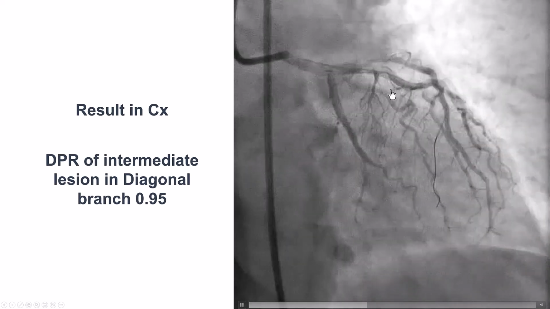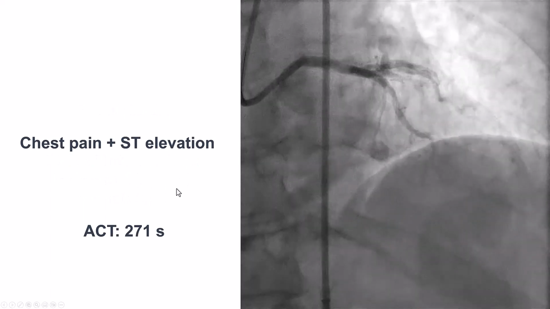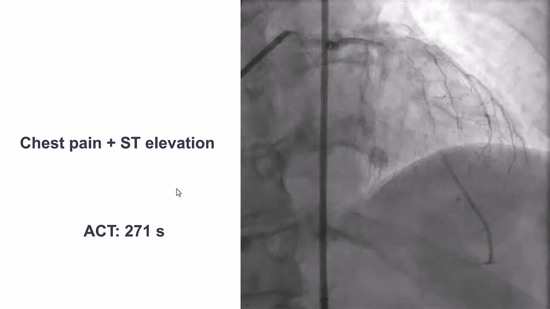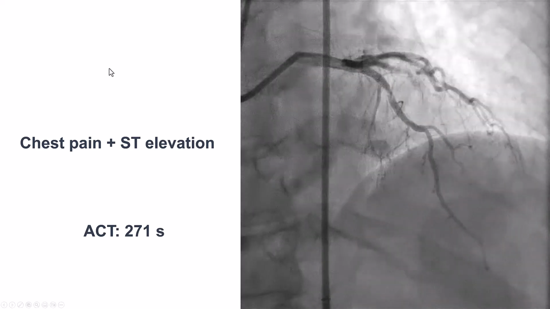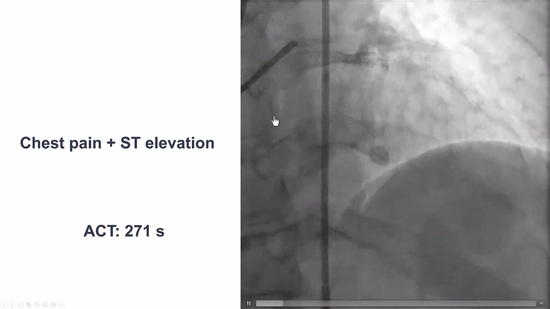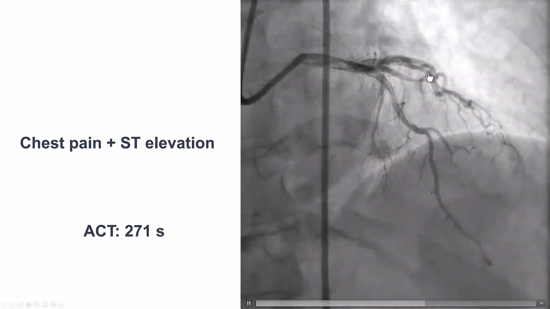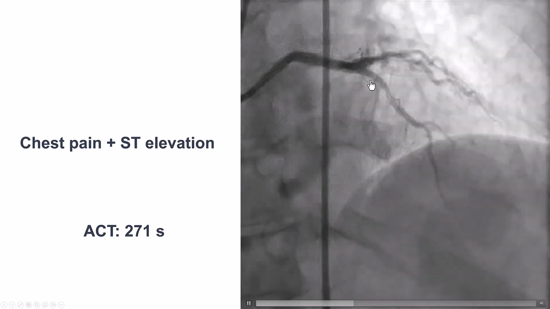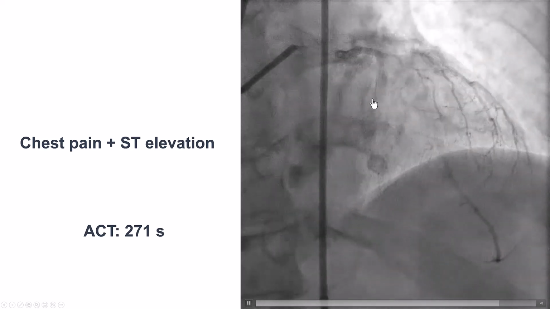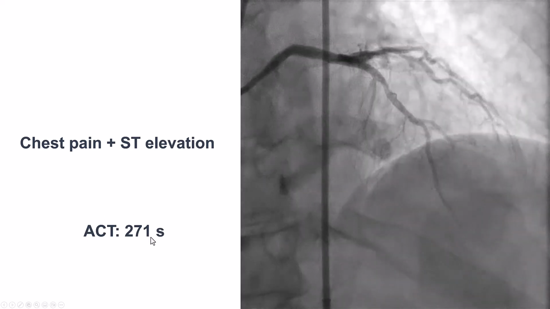There was an intermediate lesion in the ramus, which was not significant by physiologic testing. And we were about to be done when the patient developed chest discomfort as well as ST segment elevation. And when this happens, the first thing we should look for is the donor vessel. Now here it turns out the CTO and the donor vessel are actually perfused from the same guide because it's a circumflex, the CTO vessel, and here we do have the LAD that has a filling defect in the middle segment. At this time, the ACT was 271, so it had decreased a little bit.